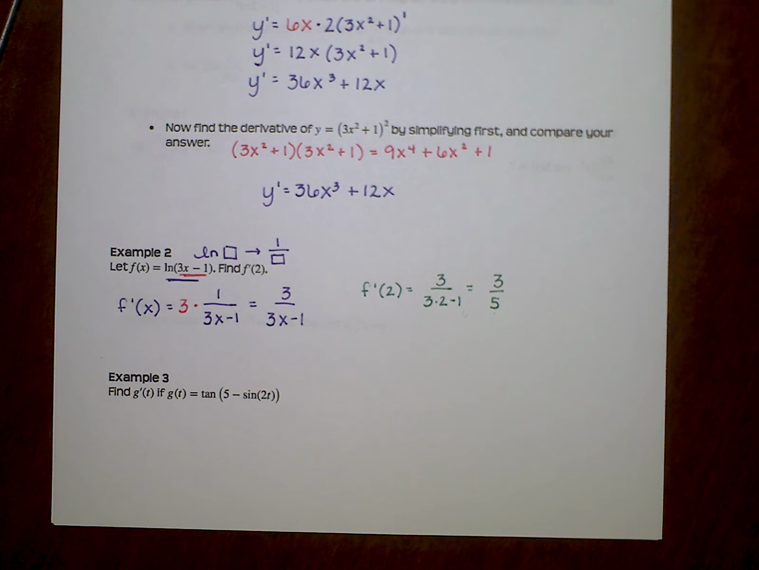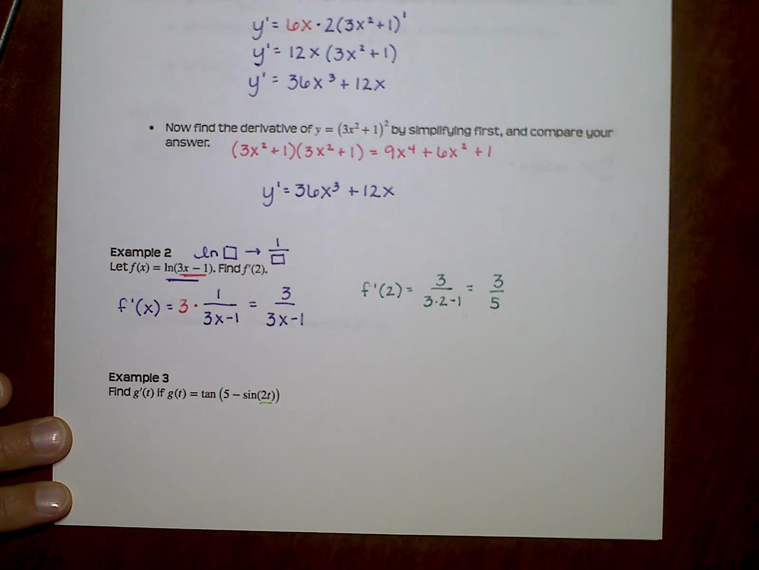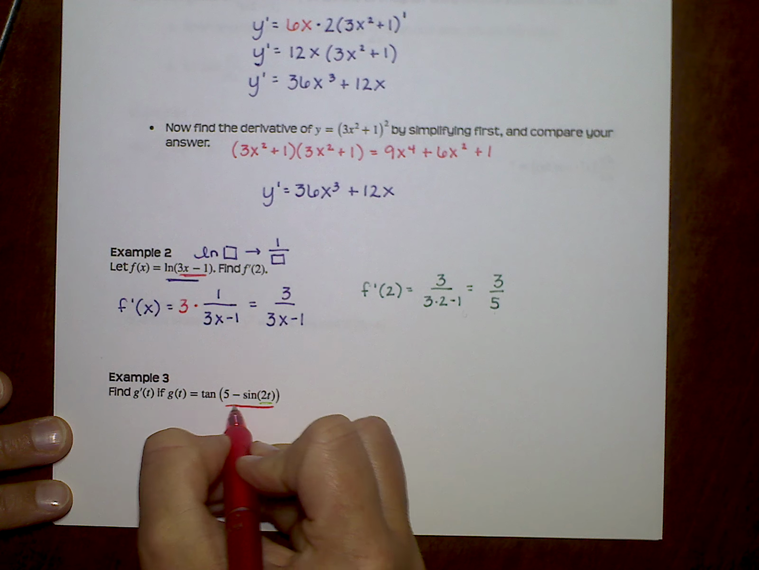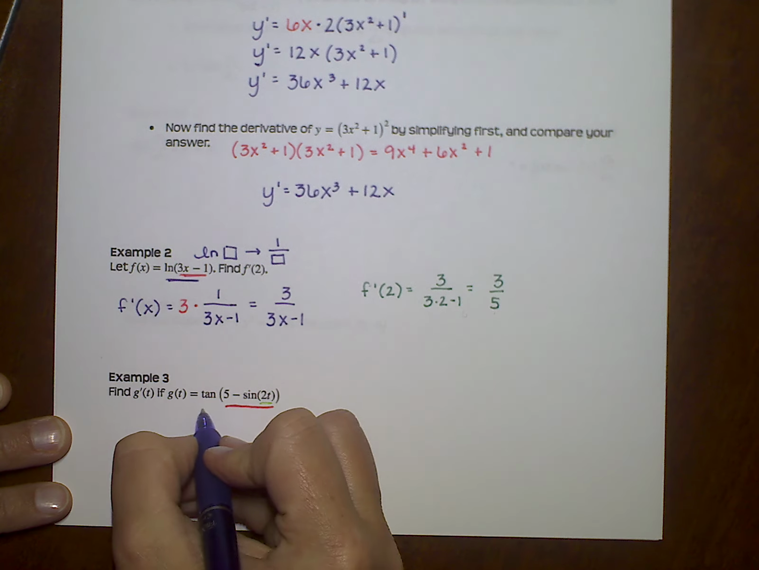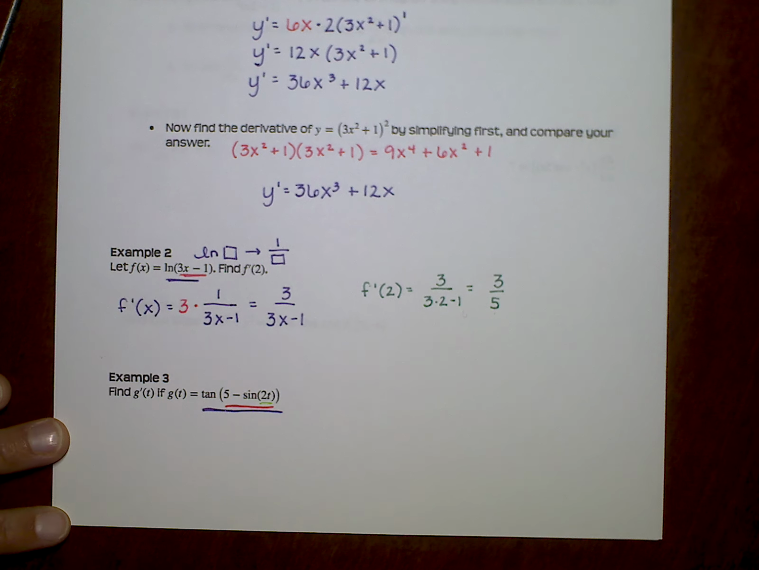Okay, example 3. Example 3 is a triple chain rule. We have a function. We have this 2t hiding inside a sine function. Really it's in this whole thing, 5 minus sine of 2t. The 5 is not going to end up mattering too much. And then all of that is inside the tangent function. So that's the order I'm going to take my derivatives in.